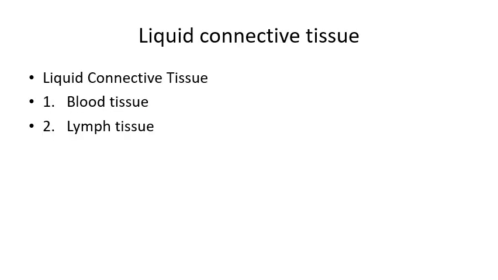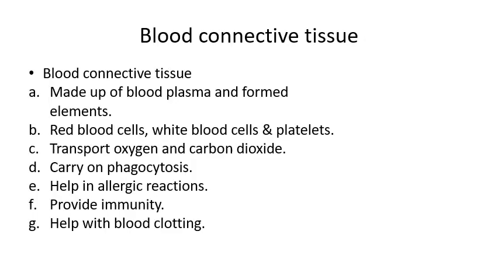Then we have liquid connective tissue, our blood tissue and our lymph tissue. Blood for our circulatory system and lymph going through from the lymphatics into the blood system. Blood connective tissue is made up of blood plasma and formed elements: red blood cells, white blood cells, and platelets.